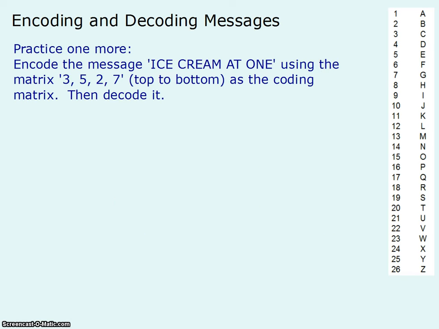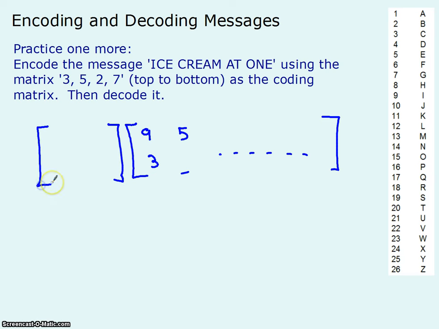I'm running out of time on this video, so I don't think I'll get all the way through it. If I were going to encode this message, I would start by taking all the letters. I is 9, C is 3, E is 5, and a space. I'd get all the rest of them coded, and then I would put my coding matrix over here on the right side. This says 3, 5, 2, 7 top to bottom. And then I would multiply all these together to get some message.